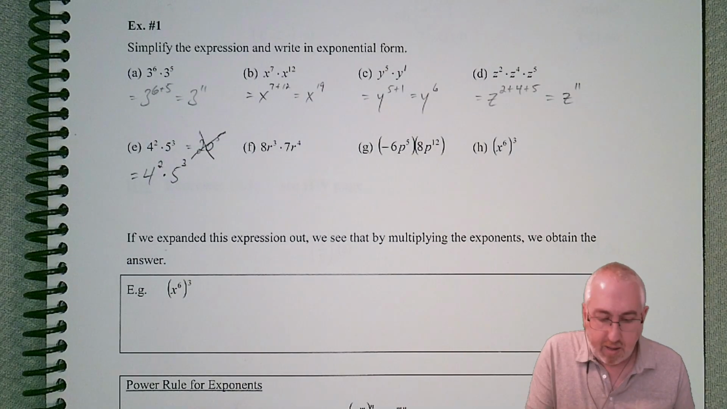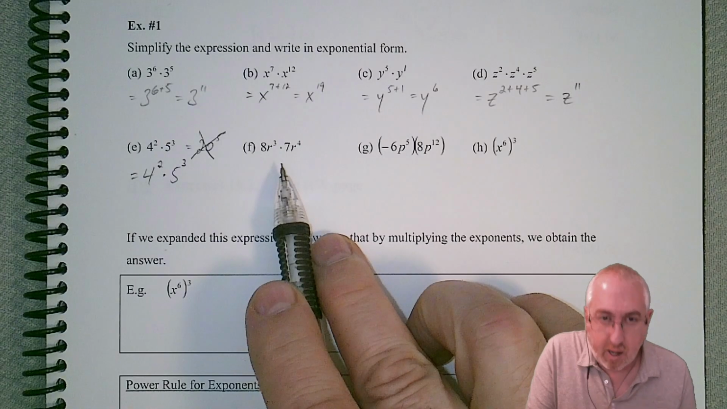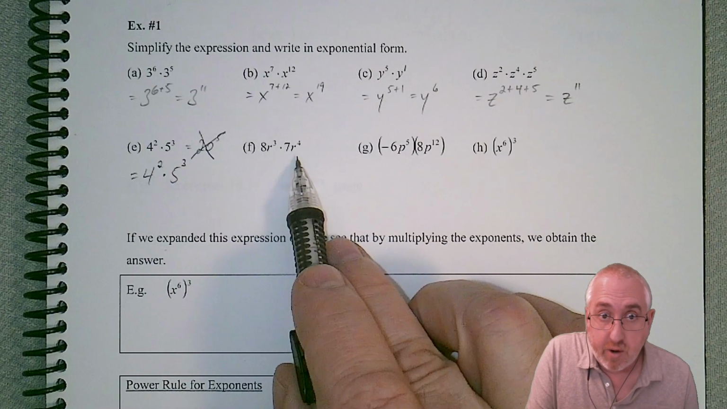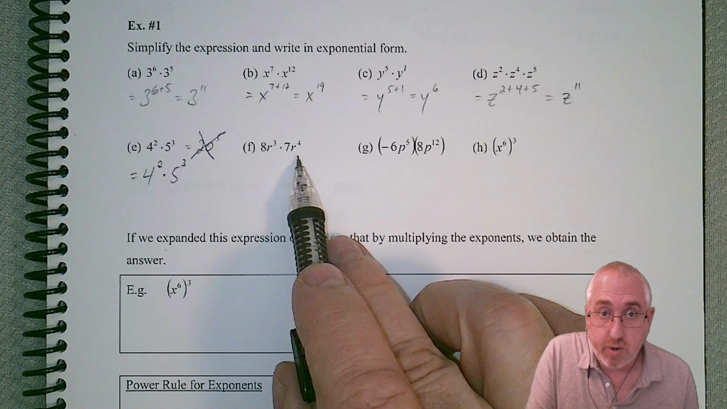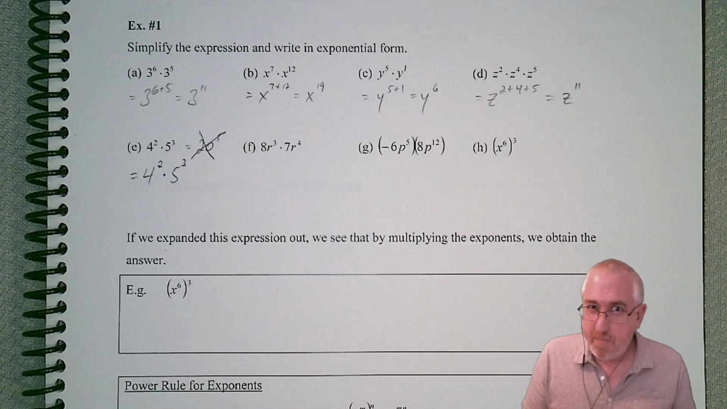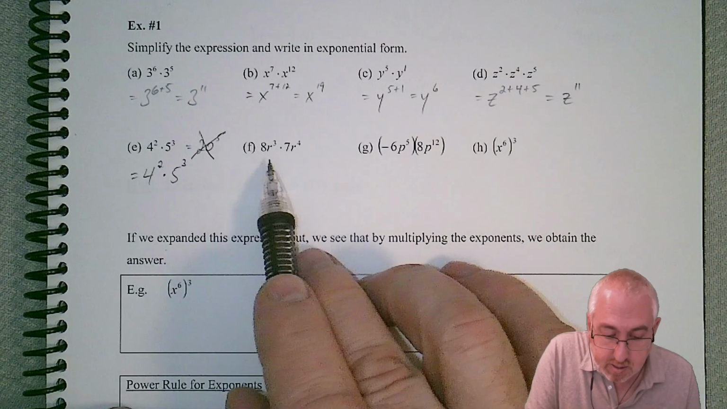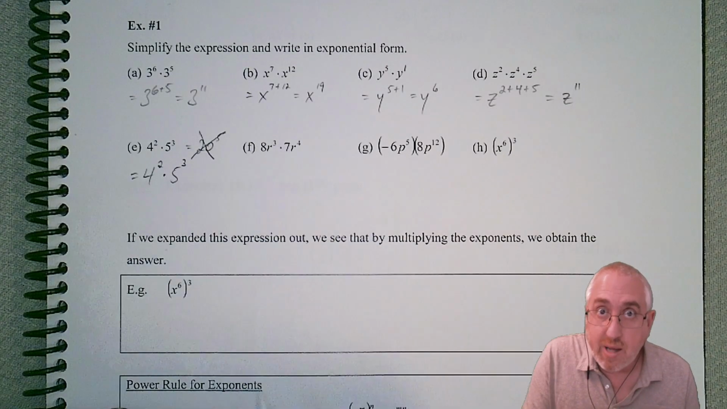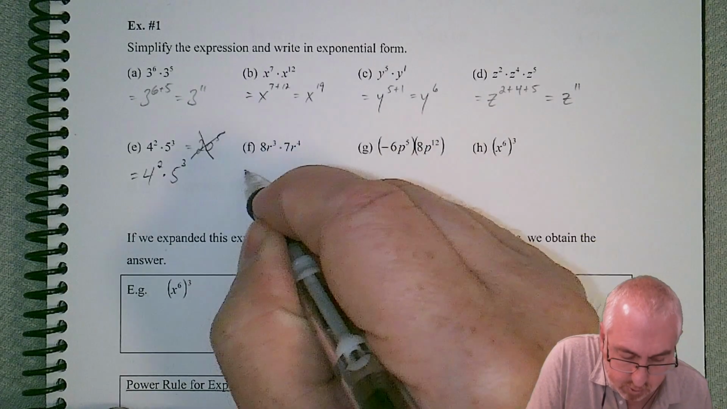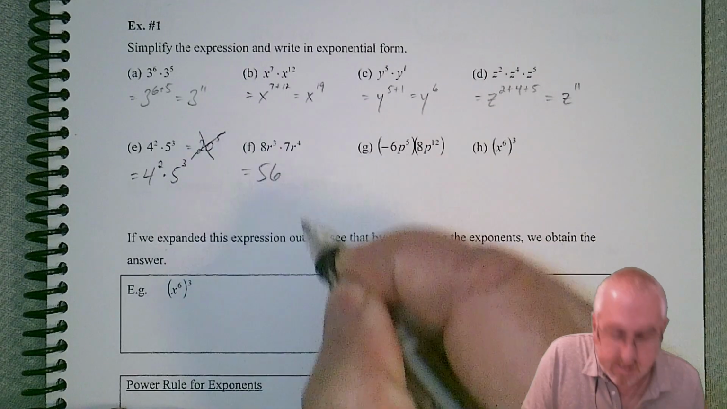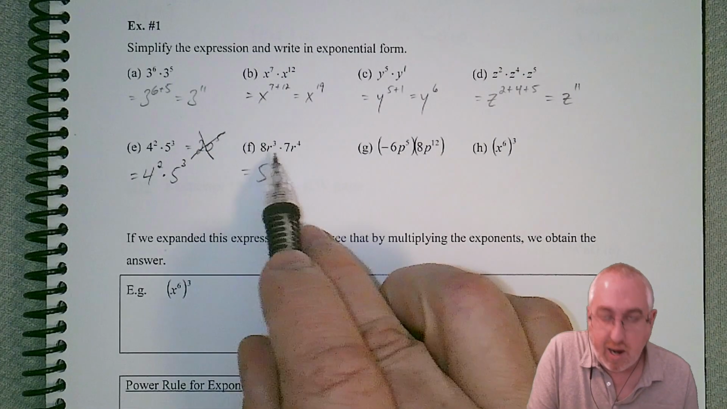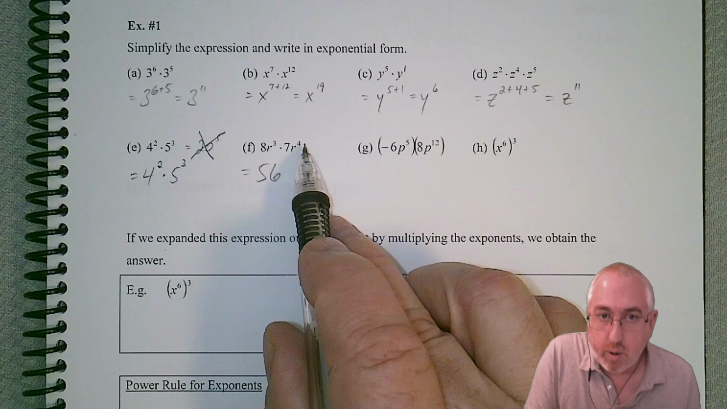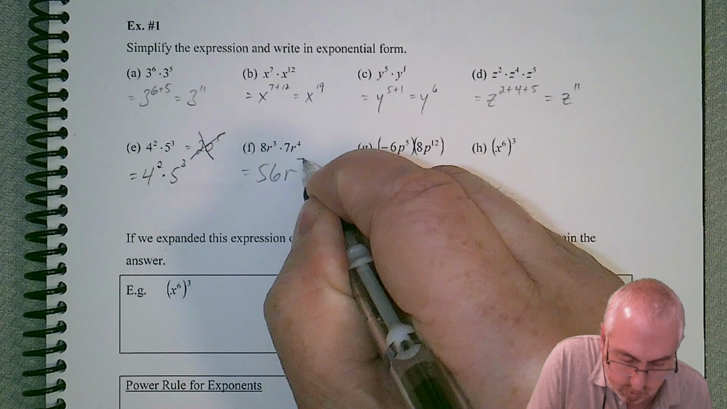All right. Now this next one is a little bit different because now we have a coefficient to our variable and we have another coefficient of 7 for this variable term. So how do we tackle that? Now because these coefficients are not impacted by exponents, we can multiply those. So 8 times 7 is 56. But now we can apply our product rule to the r's. So we got r to the 3rd and r to the 4th. So that better be r to the 7th.